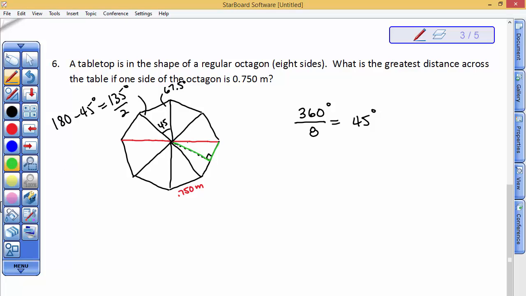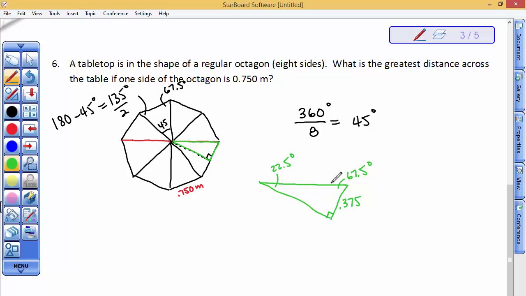I'm now going to snag that right triangle out of the picture and fill in the numbers more carefully. In that right triangle, this is 67.5 degrees, so this is 22.5 degrees, or half of the 45. This side right here is half of 0.750, and half of 0.750 is 0.375. Now remember, I'm wanting to find this hypotenuse in this right triangle.